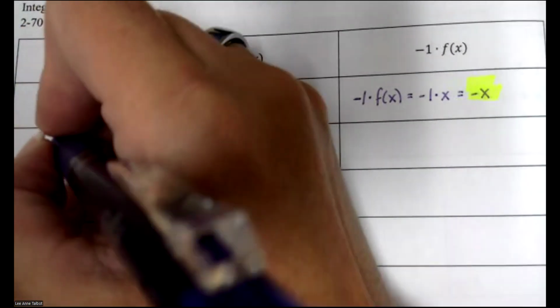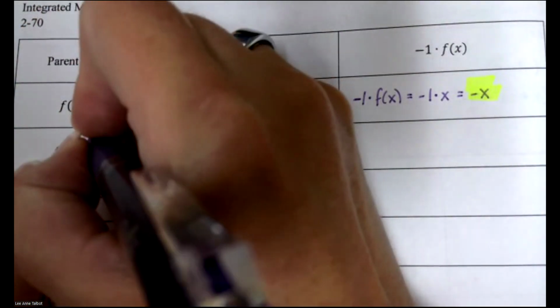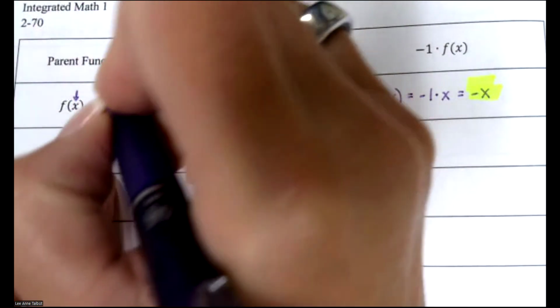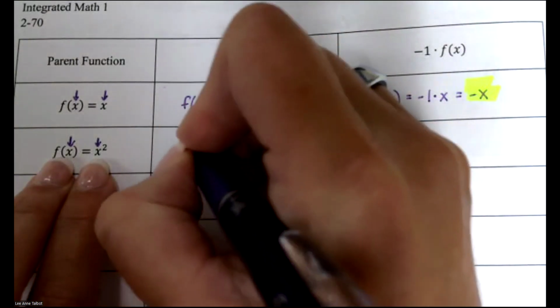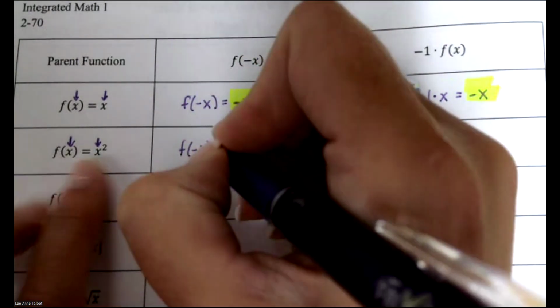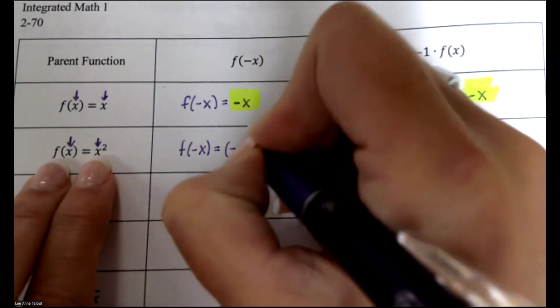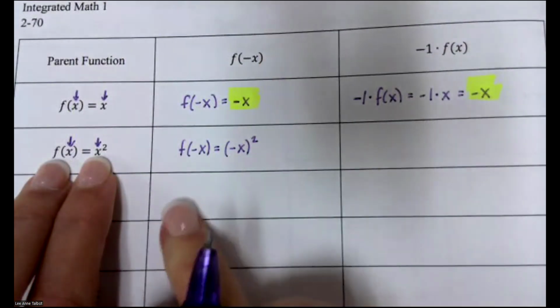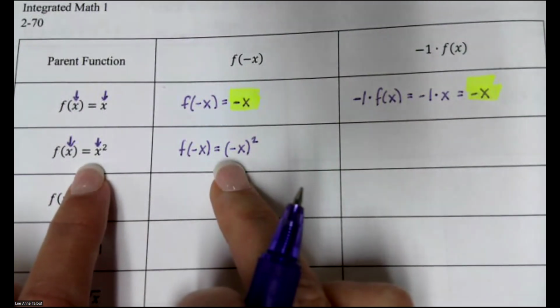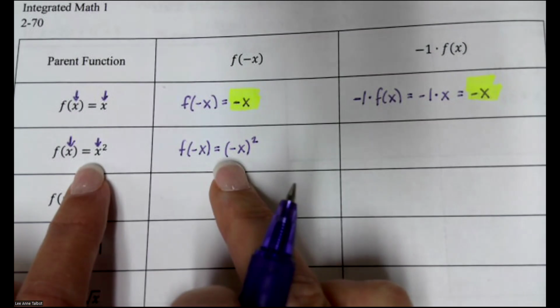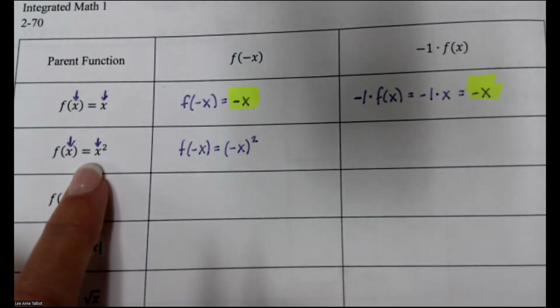Okay, x squared. So I'm going to take both of these and replace them with negative x, but I'm going to put it in parentheses. So f of negative x equals negative x squared. I'm taking the x and replacing it with negative x. Now, what's a negative times a negative? Positive.